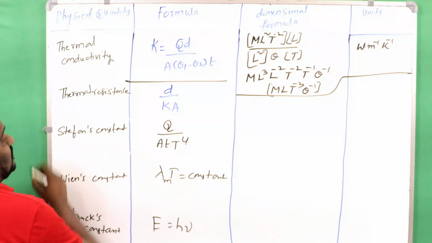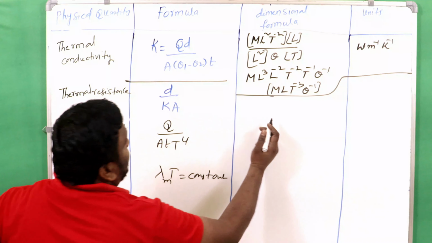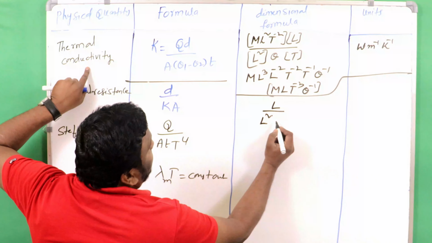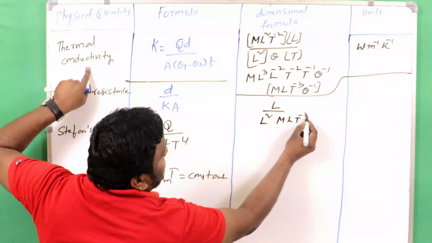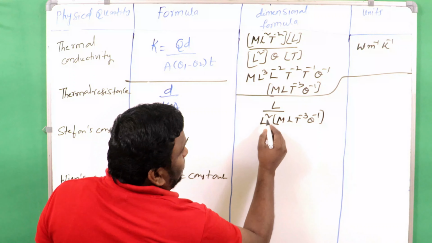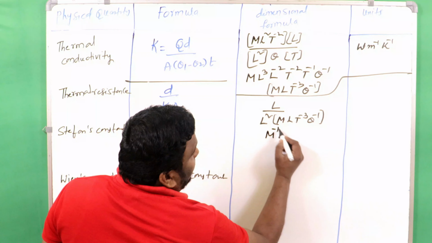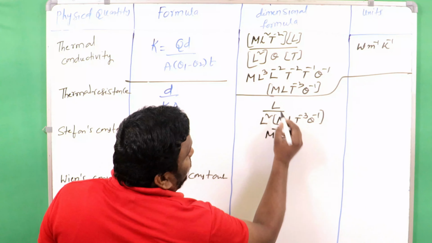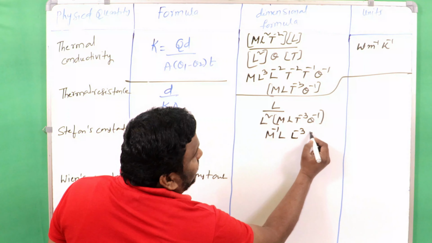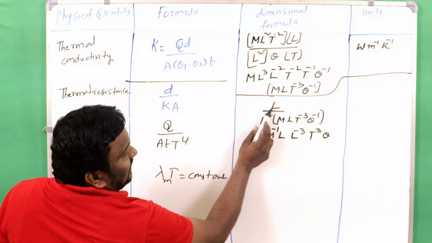And next one is thermal resistance. Thermal resistance is d by QA, where d is length, area is L squared, and again K is the thermal conductivity with dimension formula M L T to the power of minus 3 theta to the power of minus 1. From that we get L squared times L, L cubed. So then we get M inverse L cubed, and L, L inverse 3, T inverse T plus 3, theta. So we write simply L by L squared.